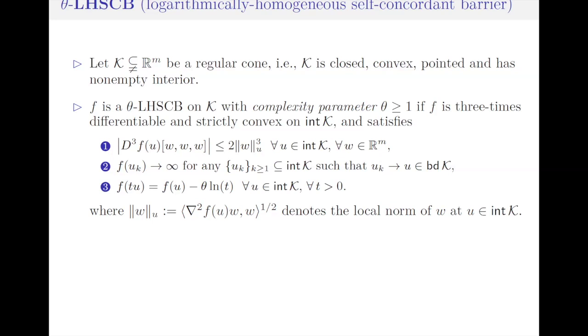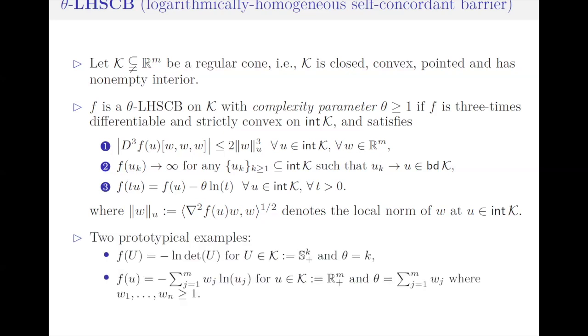And of course, there is a norm here, which is a local norm. Again, everyone has learned this in the interior point methods class. It is defined using the local Hessian of the function f. So if you find this definition quite complicated, there are two prototypical examples that I want to introduce. In order to understand this talk, you just need to know that these two functions belong to this class of functions. That's enough.